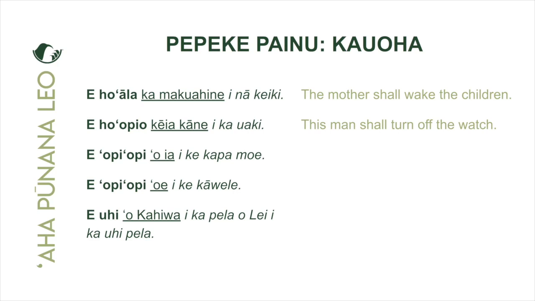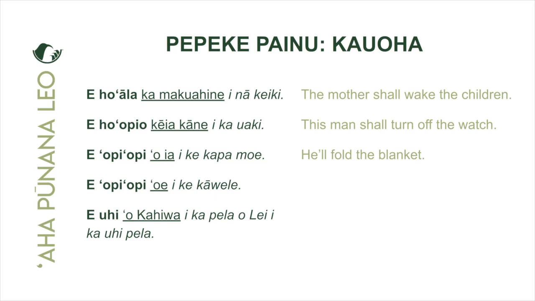Third example, e opi opi oia i ke kapa moe. If you look at the list, you should find that opi opi means to fold. Maikai. Who's doing the folding? Oia, he or she, depending on the context of the conversation. What is he or she folding? Ke kapa moe. The kapa moe is the blanket, right? E opi opi oia i ke kapa moe. He'll fold the blanket. Okay, not you, not her. He will fold the blanket.